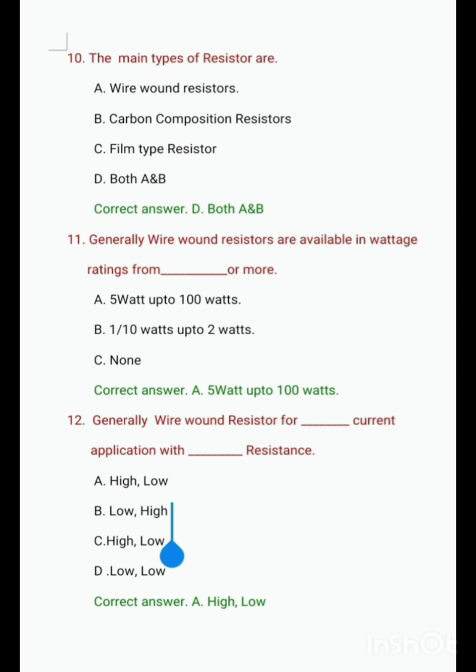12. Generally, wire wound resistors are for ___ current applications with ___ resistance. A. High, low. B. Low, high. C. High, high. D. Low, low. Correct answer: A. High, low.